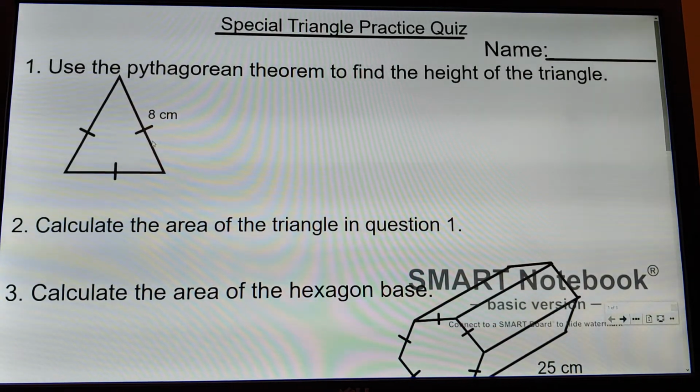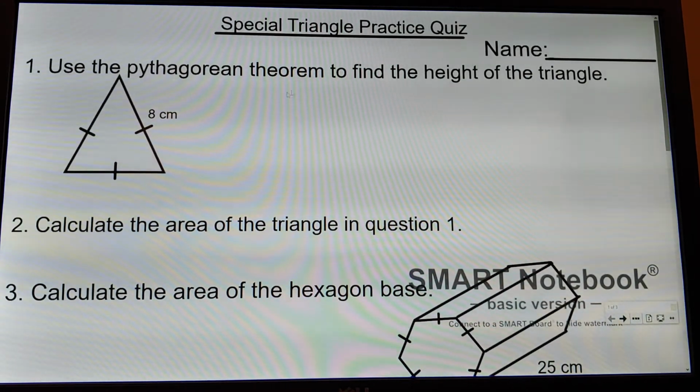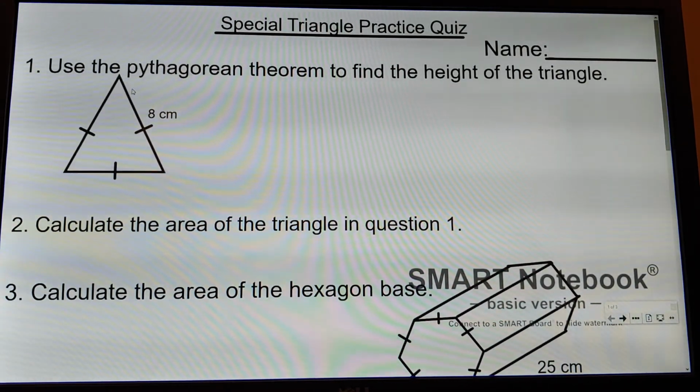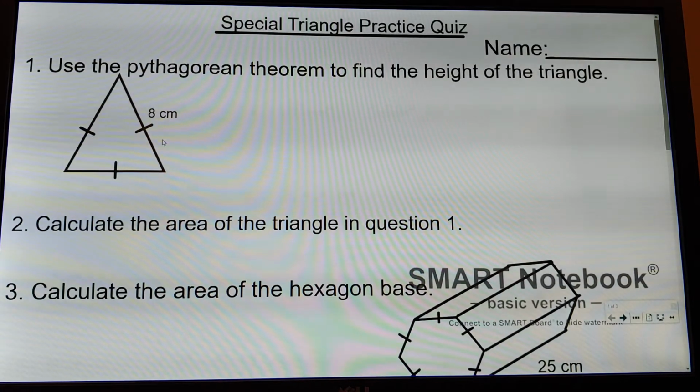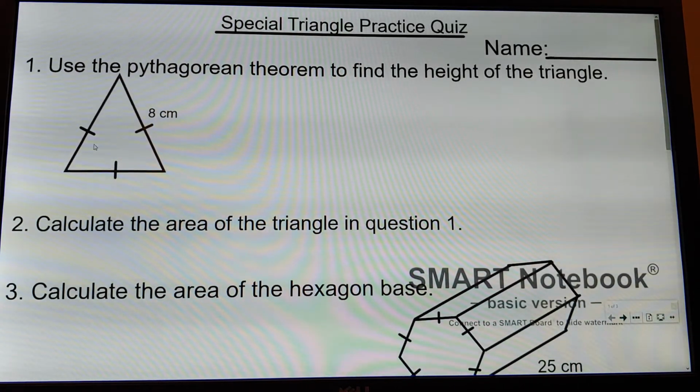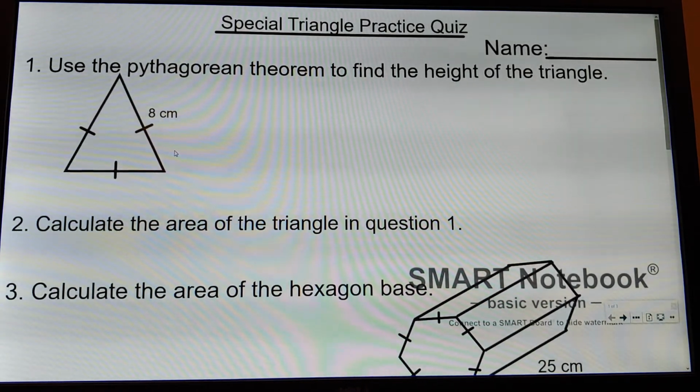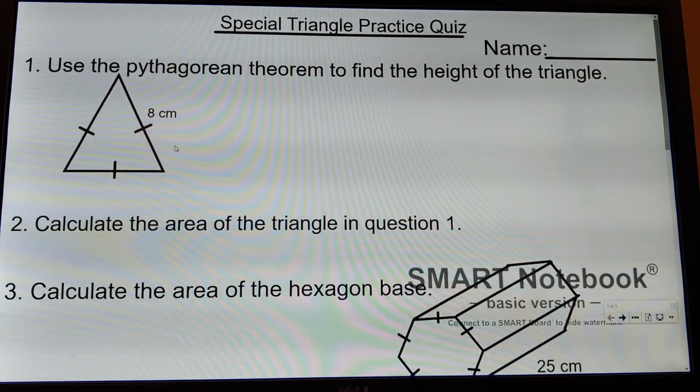Okay, so the first one you can see, use the Pythagorean theorem to find the height of the triangle. So you see the triangle sitting here. You see that it's marked 8 centimeters and we get these little notch marks. Remembering those little marks mean that each side with those marks is the same length. So this is an equilateral triangle with 8 centimeters as its side lengths.